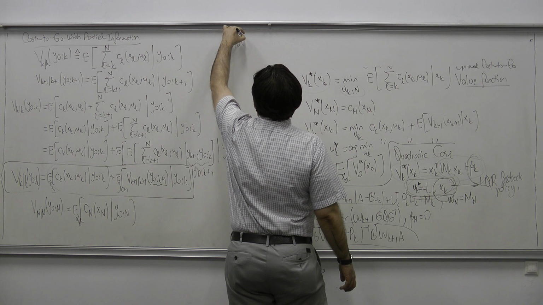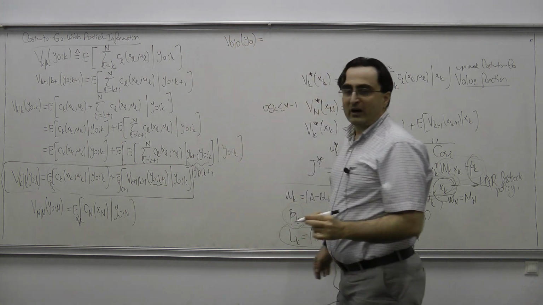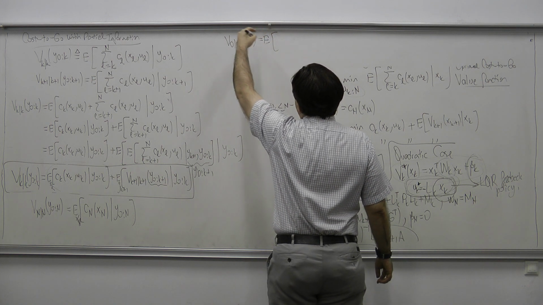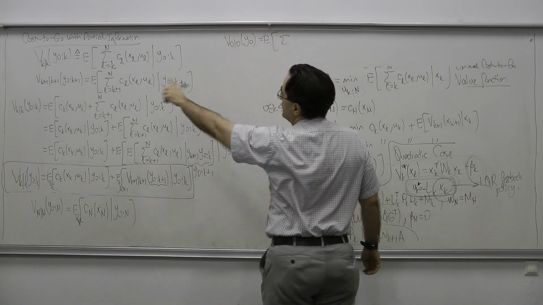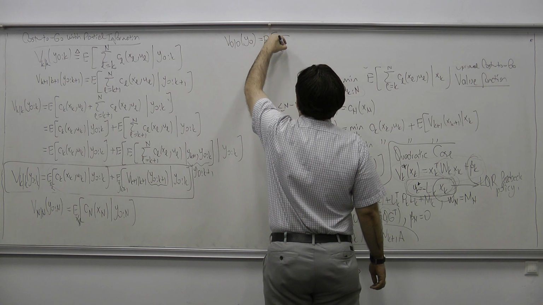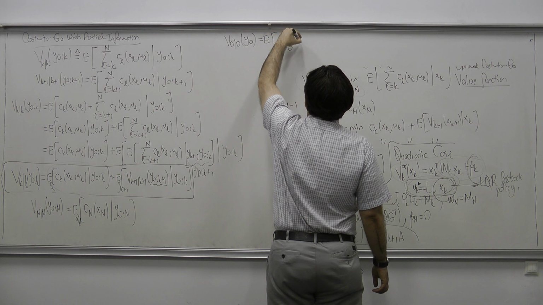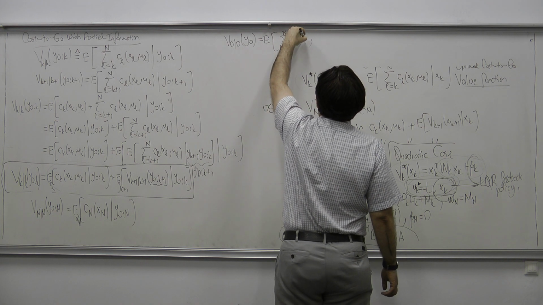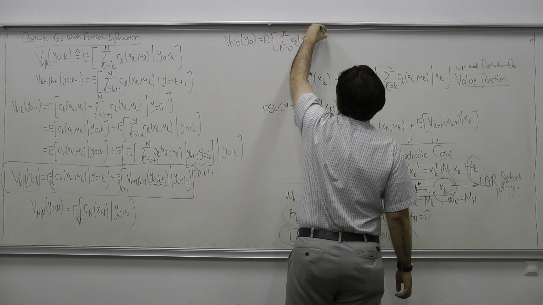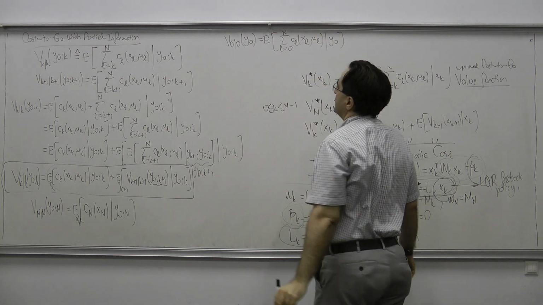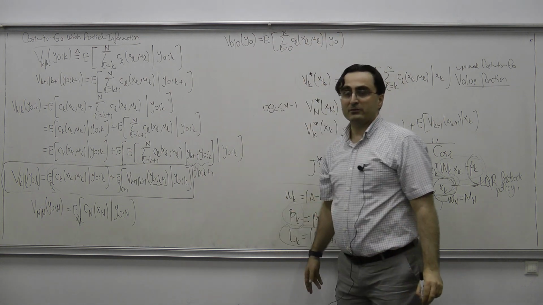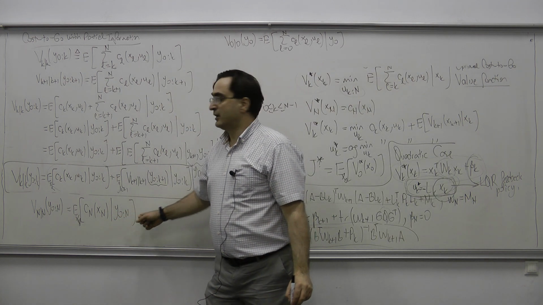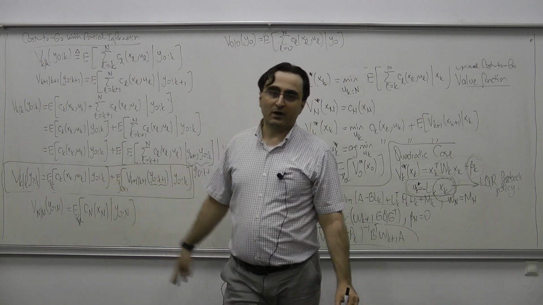V0 given 0 is going to be only a function of y0, and this is nothing but an expected value. I have the whole summation over L from 0 to n of C_L(X_L, U_L) given y0. That is the definition of V0 given 0, and we can find it recursively by starting from this and then going backwards in time. Okay?